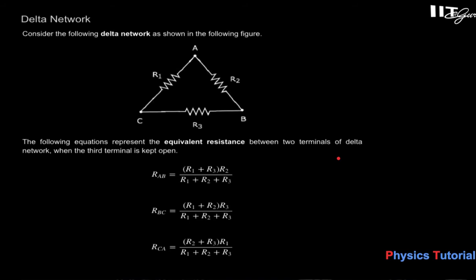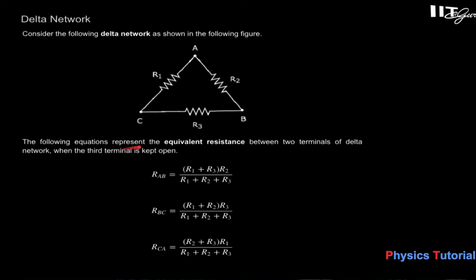Now let's start our star delta connection network. So, delta network: consider the following delta network in the figure. As you have seen, a delta connection appears in the form of a triangle. Let R1 be the resistance connected between A and C, R3 the resistance connected between C and B, and R2 the resistance connected from B to A.